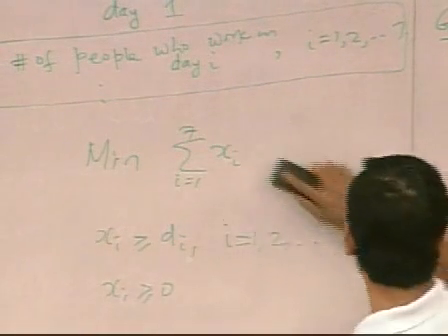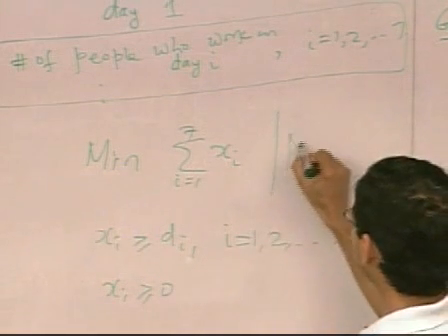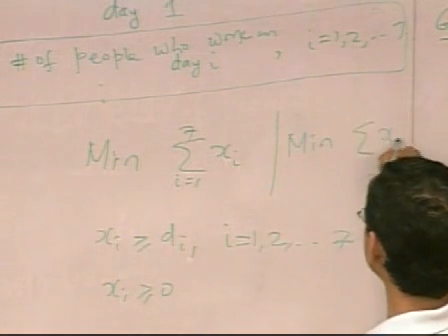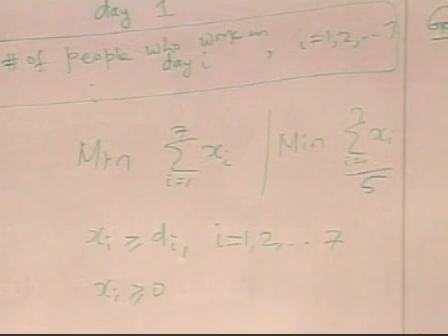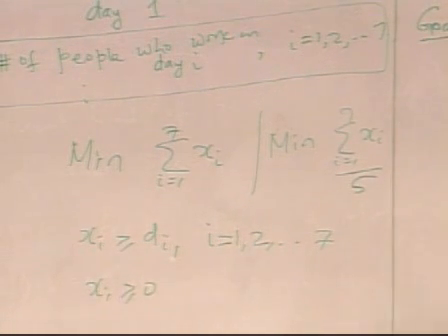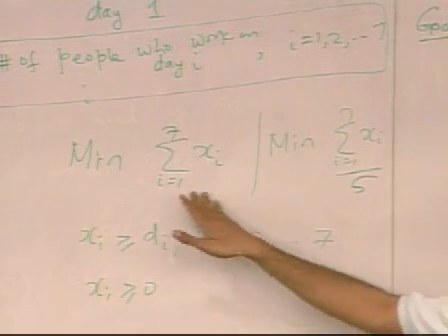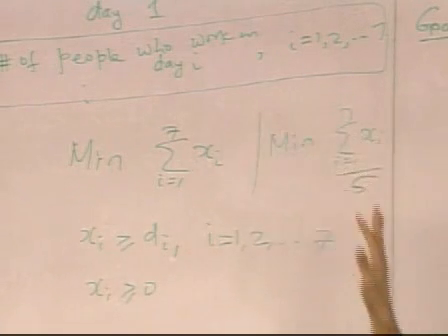Let me actually write this down separately. So that's one objective. Okay. So here's another objective: minimize summation xi over 5. Okay. Any other suggestions? So let's actually understand a couple of things about the 2 linear programs that we've written down. These are 2 different linear programs because they seem to have different objectives. Okay? And then come back to this problem itself.